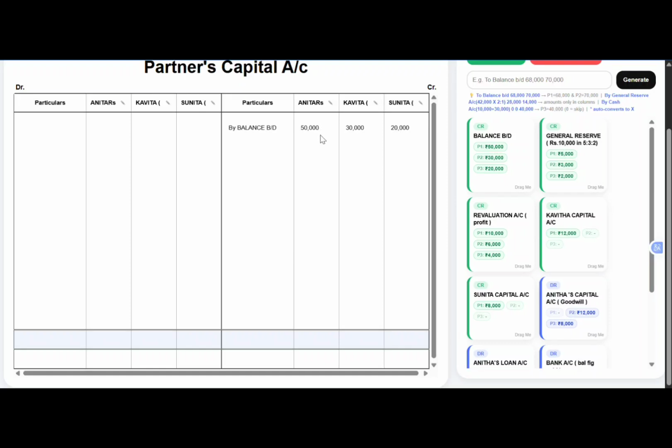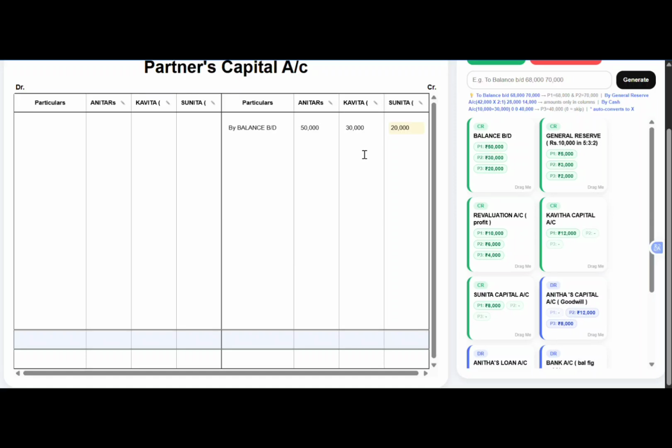That is 50,000 Anita's capital, 30,000 is Kavita's capital, and 20,000 is Sunita's capital. So the old capitals from the old balance sheet are brought down as the opening balance of the partners' capital account. Next, we have to bring down the general reserve.